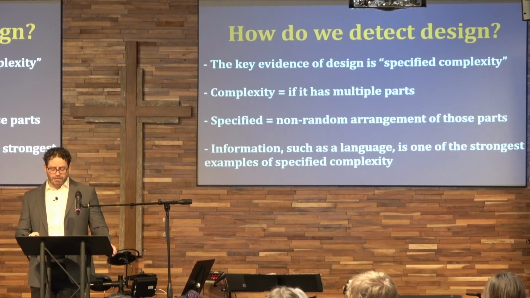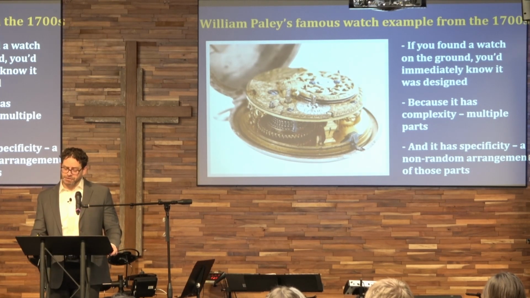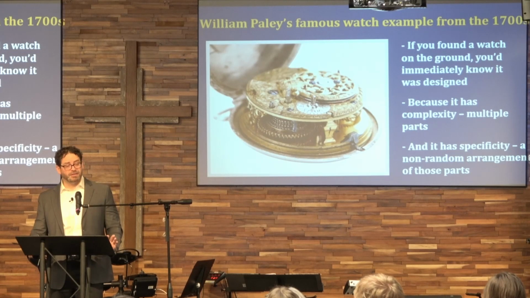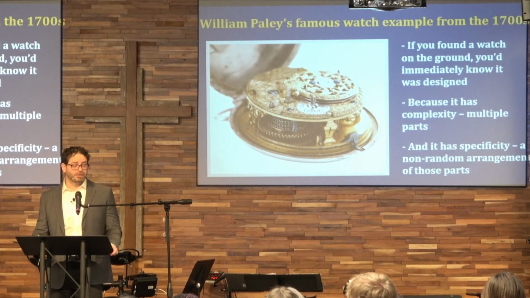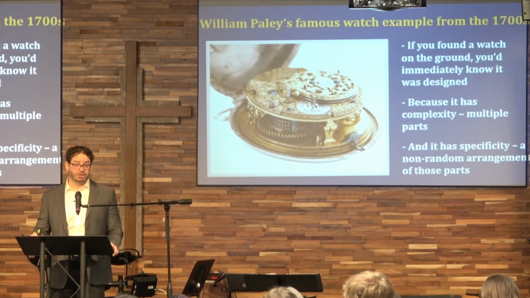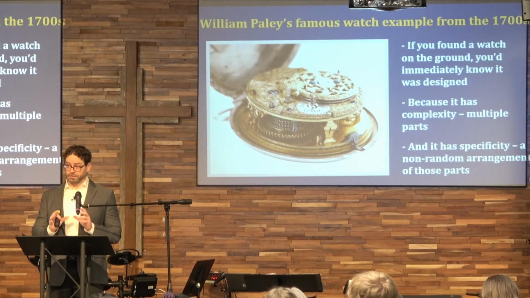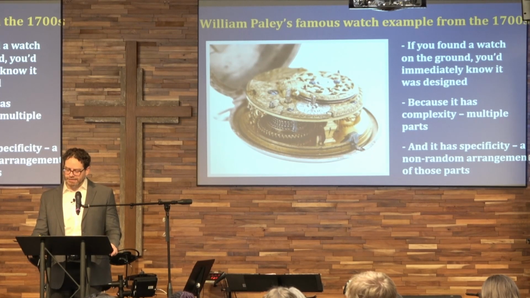This is the basics of William Paley's famous watch example. I heard some of you talk about this during your discussion time. William Paley's famous example from the 1700s when he was making design arguments talked about finding a watch on the beach. And if you find a watch on the beach, you know immediately that it was designed by an intelligent mind. Why? Well, because it's complex, there's a lot of parts, and those parts are put together in a very specific way in order for it to function. So a watch is another classic example of specified complexity. You would have a very hard time trying to convince me that that wasn't designed by an intelligent mind.